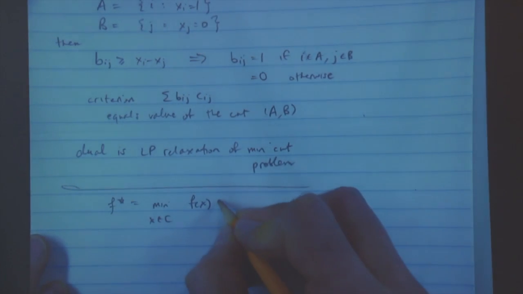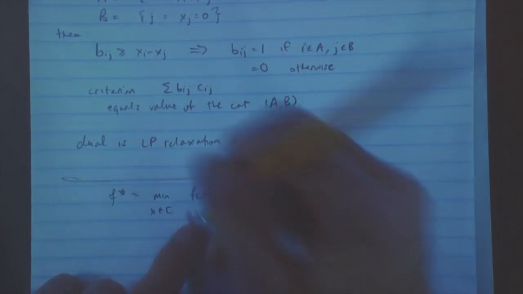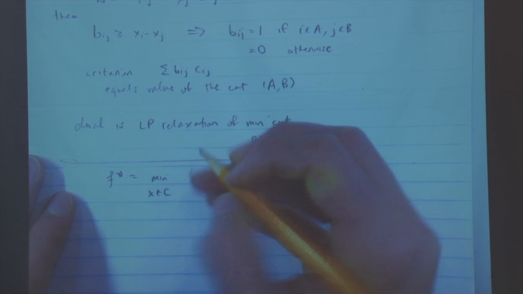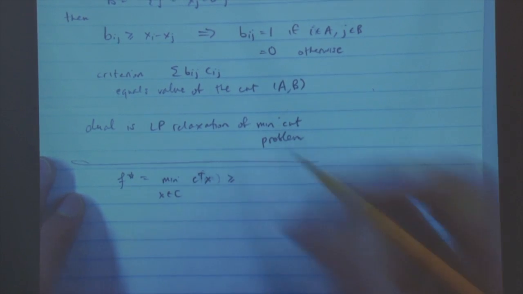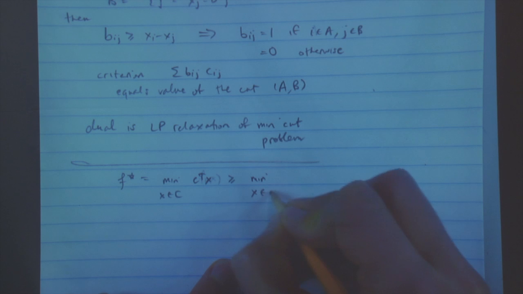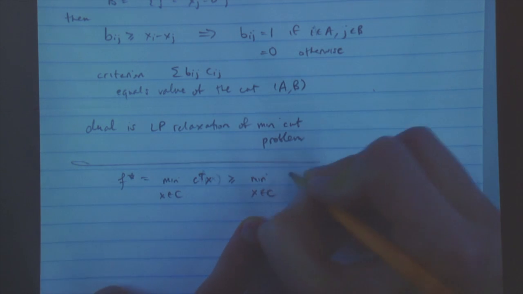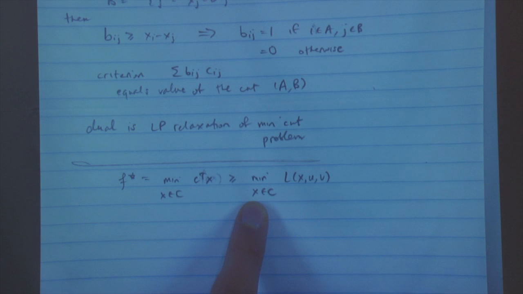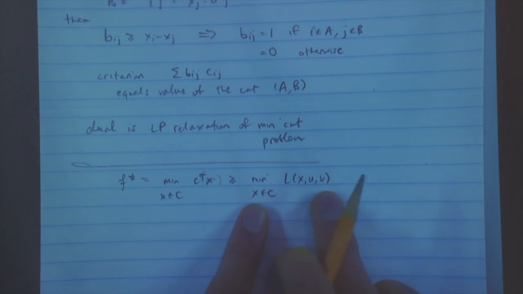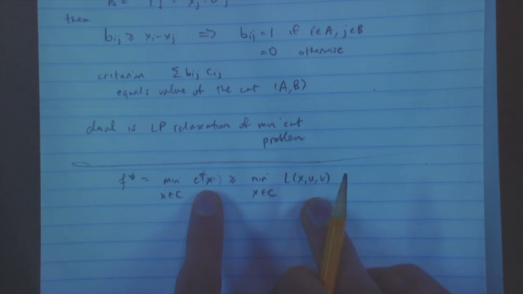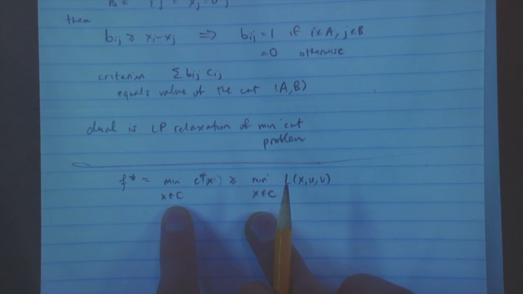But we know that this is C transpose x, in our case. By construction, this is bigger than or equal to the minimum over all x in C of the Lagrangian, L(x, u, v). Because for any u and v that are dual feasible, which means u can be anything and v has to be non-negative, we get this lower bound. So certainly minimizing over all x, it's still true.